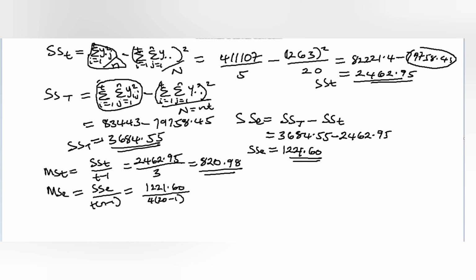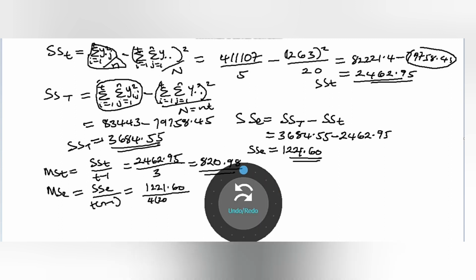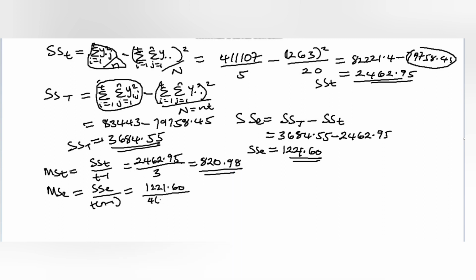Sorry, our T is equal to 4 and our N is 5 minus 1. So that means we are going to have 5 minus 1, we have 4. Then you have 1221.60 divided by 16. 4 times 4 is 16. This 5 here is gotten from our table. So if we divide these two, you are going to have nothing but 76.35. So this is our MS error.